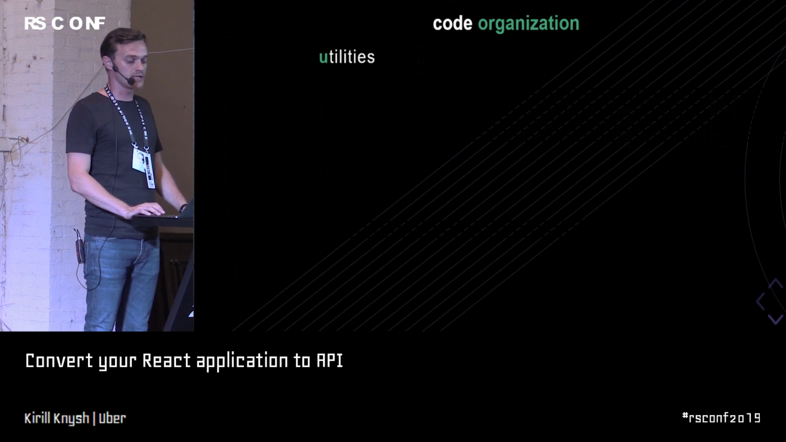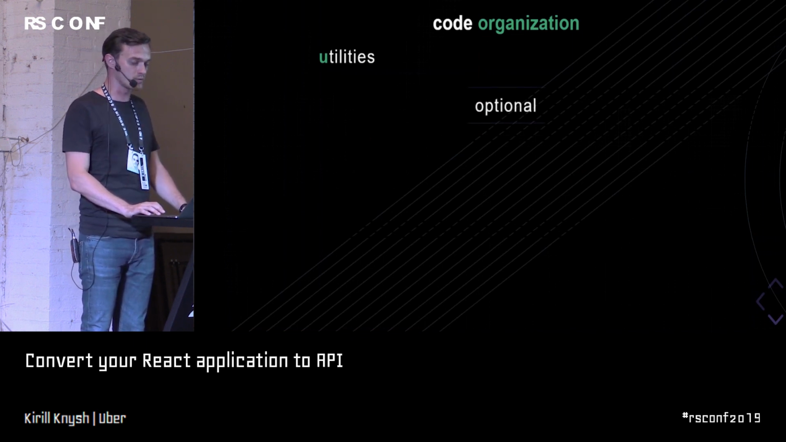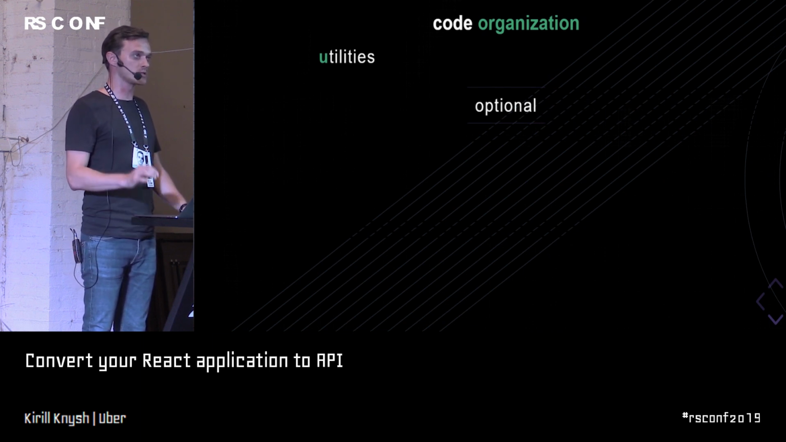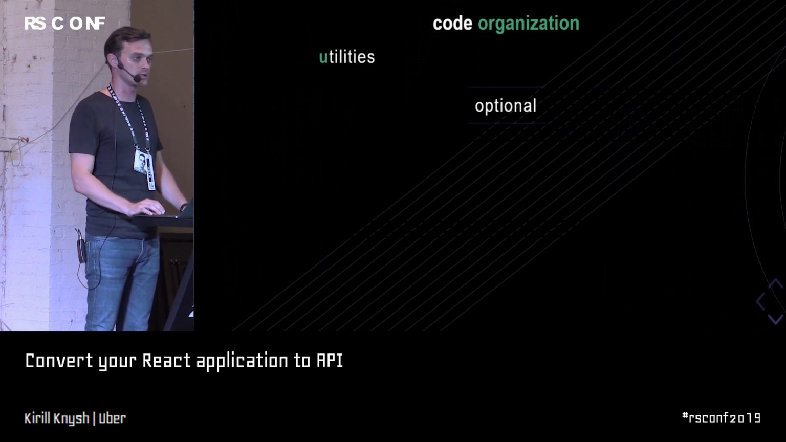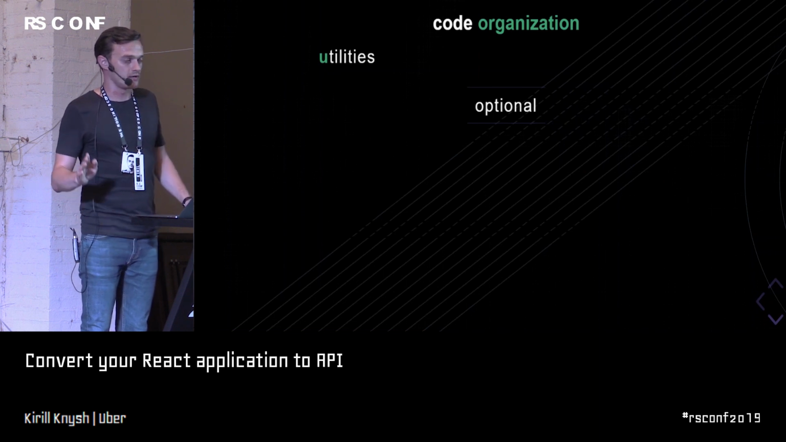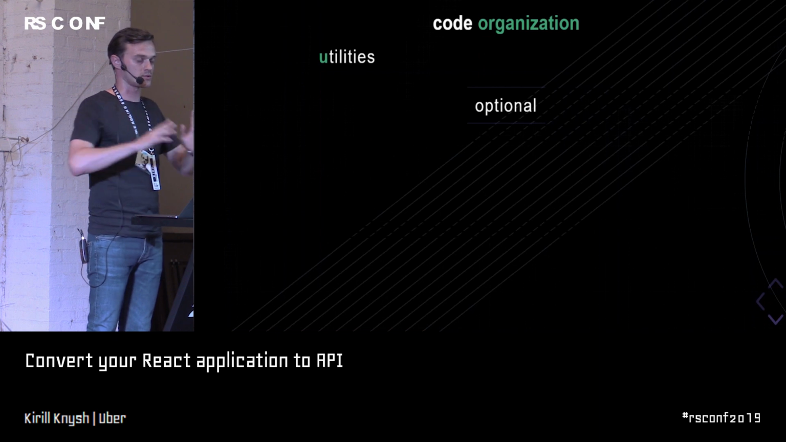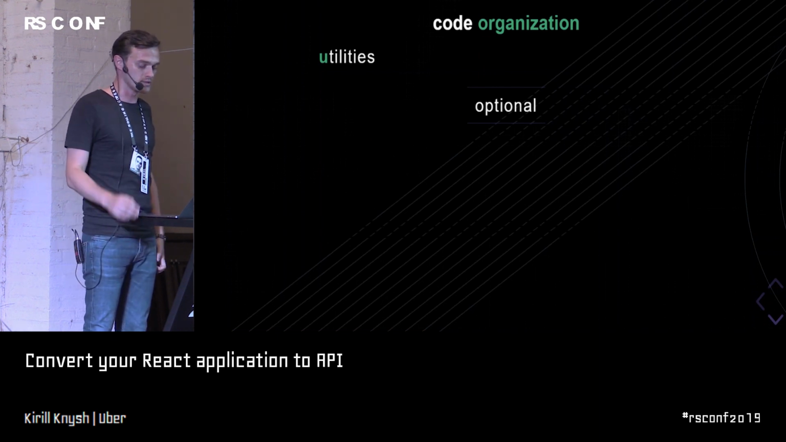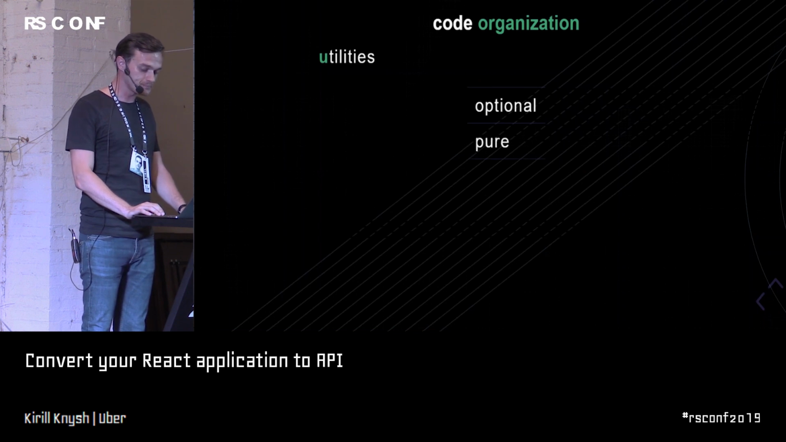And finally, utils or utilities. It's optional, it's as pure as possible, and we try to put there as much logic as we can. Because utils is just JavaScript code, which is easily unit tested, which doesn't require any React or Jest or Enzyme and other complex systems. So it's easy to test, so let's put business logic there.